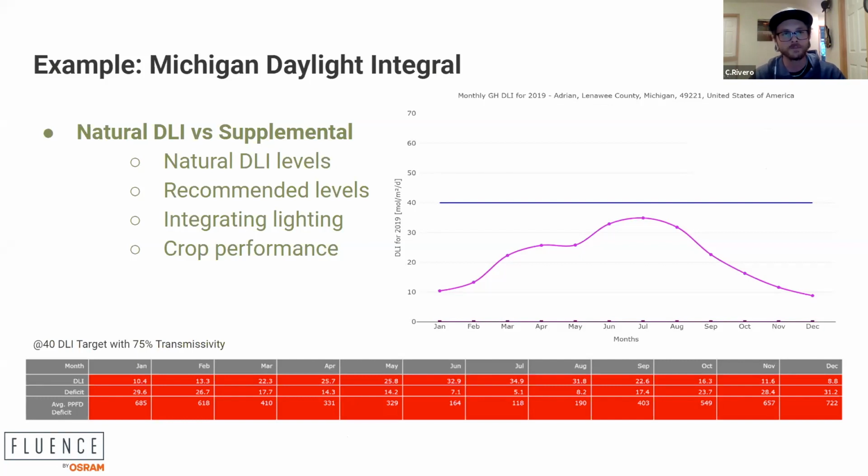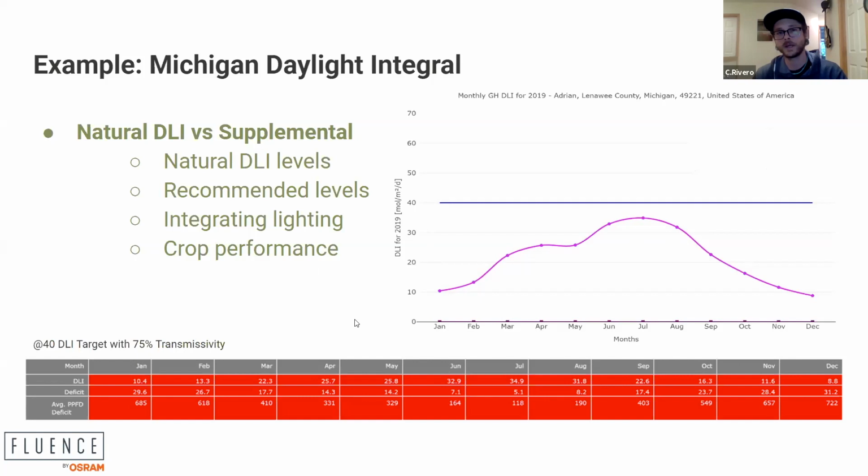So for this example, we chose a target DLI of 40. At 12 hours a day, that's roughly 940 PPFD, which is a decent beginning average for higher PPFD cultivation. Obviously, a lot of people are cultivating with higher PPFD, some slightly lower, but we chose 40 in this case. As you can see in the graph on the top right, that blue line is our 40, that's our target, and that purple line is what we're naturally getting with the sunshine.